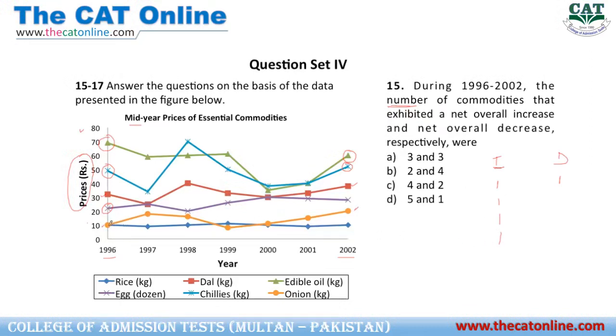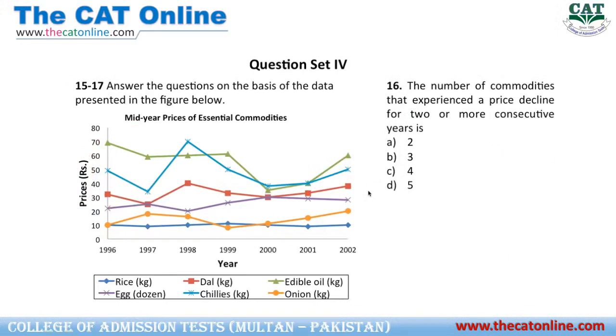And for this last graph, it started at 10, whereas it showed a slightly lesser than 10 value towards the end, which is for rice. So this shows a decrease. So the number of commodities which showed an increase was 4 and which showed a decrease were 2. So the correct answer option here is the C part.